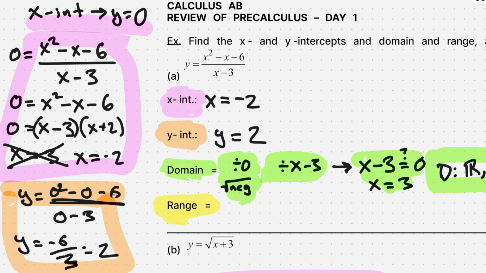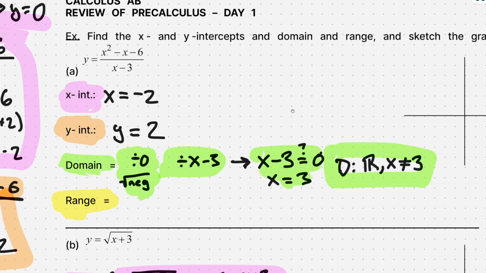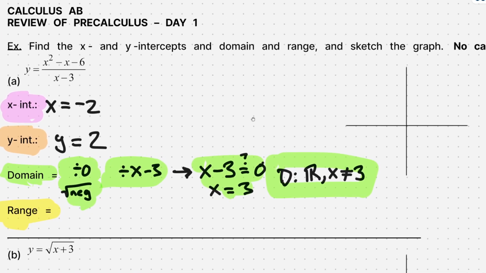To find y-intercepts, replace x with 0, then I evaluated and got 2. Okay, so now, before I find the range, I'm actually going to try to put together a sketch of what we know so far. So we've got our x-intercept at negative 2, and our y-intercept's at positive 2.